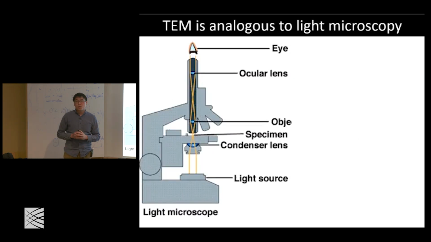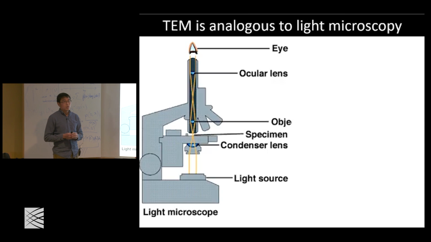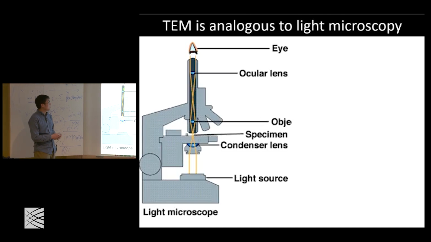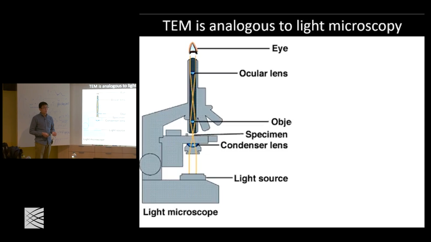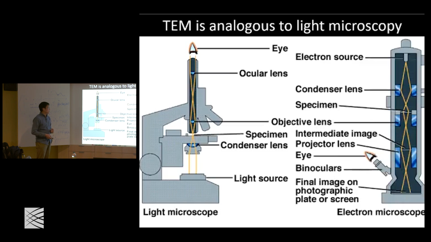I think many of you are probably familiar with the light microscope. So in a way, the electron microscope is also optical. For the light microscope, the light source coming from here goes through the condenser lens, passes through the specimen, and goes through the objective lens and ocular lens, and finally reaches your eye, so you can see it. And the electron microscope is very similar if you look at it upside down.